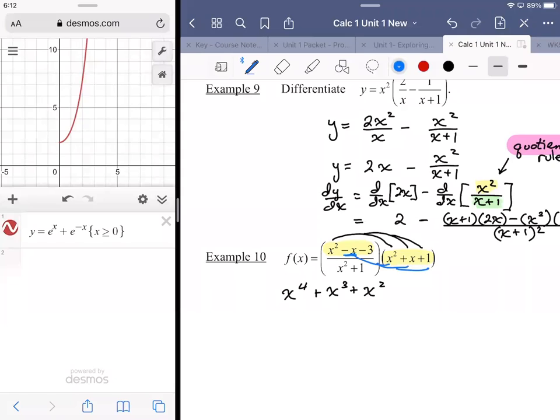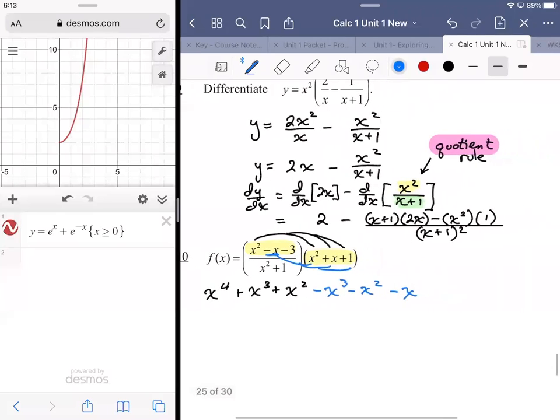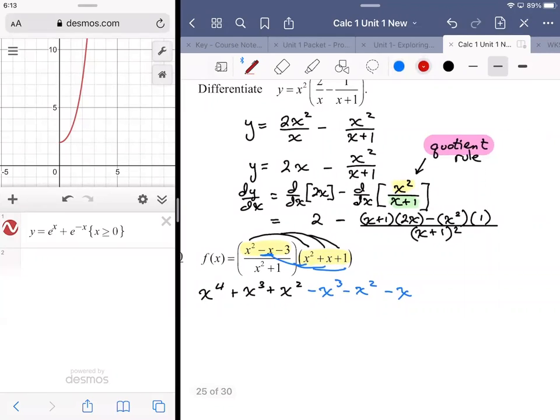So negative x cubed minus x squared minus x. And then lastly, that negative 3 gets distributed. So negative 3x squared minus 3x minus 3. Now this whole thing is over just an x squared plus 1. I'll just put that in there just so I don't forget to write it. I just kind of worry about things like that.